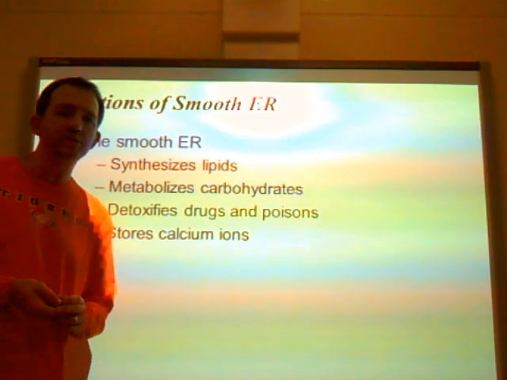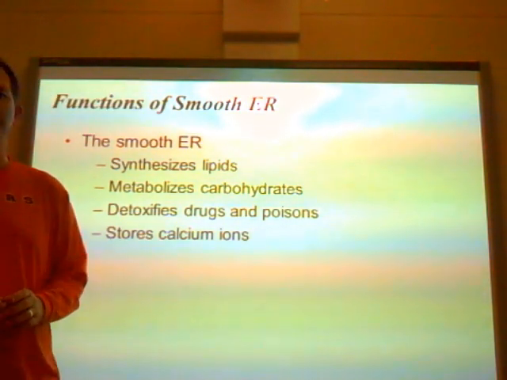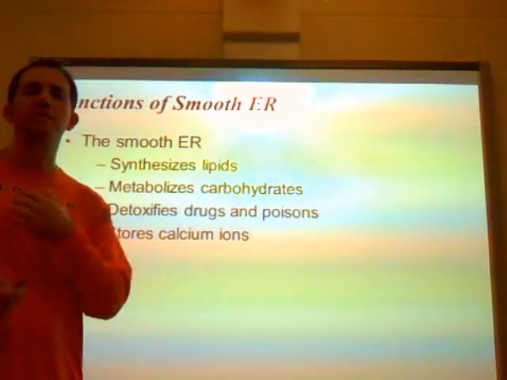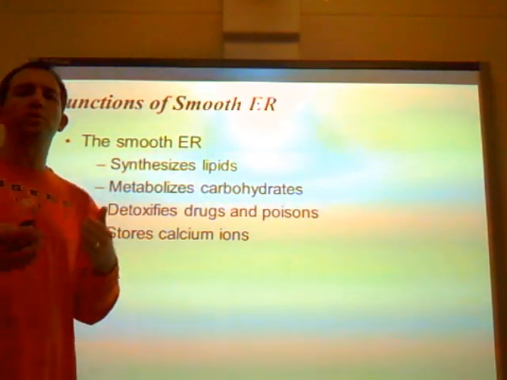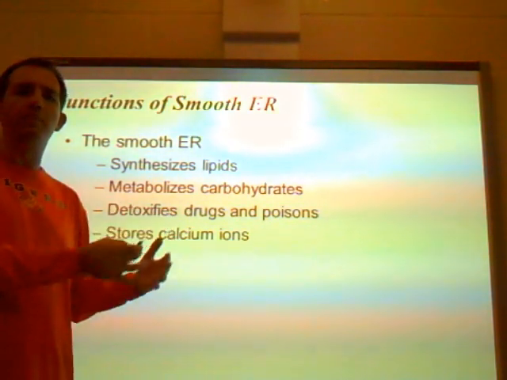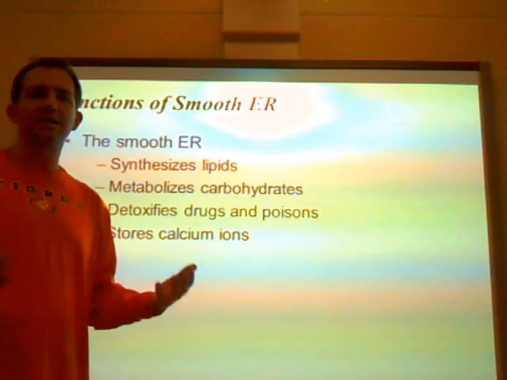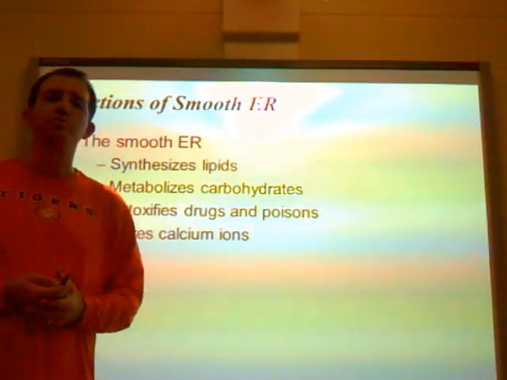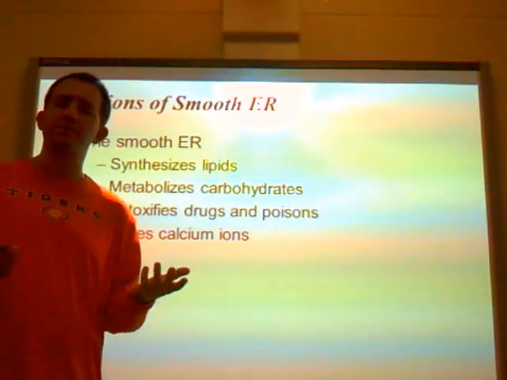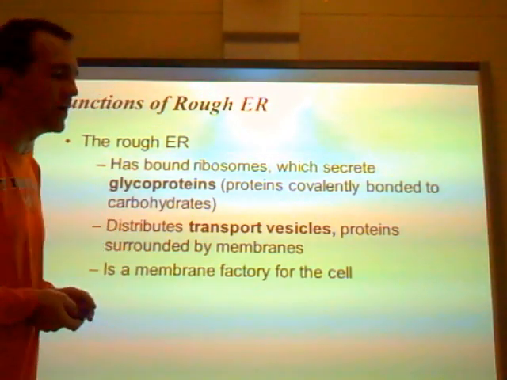Detoxifies drugs and poisons, and it also stores calcium ions. And calcium ions are going to be very important, especially when we're dealing with muscle cells, because it's calcium that actually will allow us to contract our muscles. Without calcium, we wouldn't be able to do that.